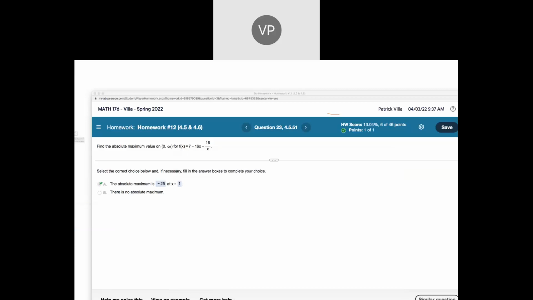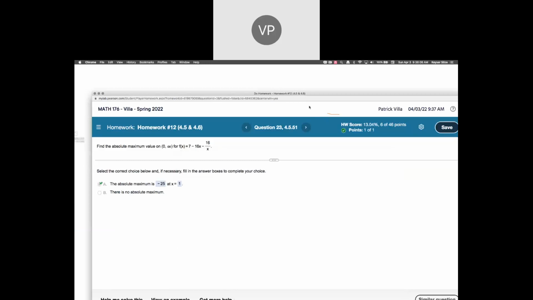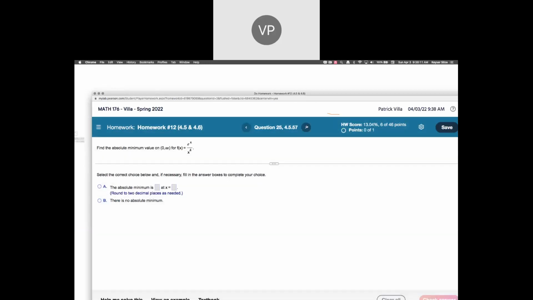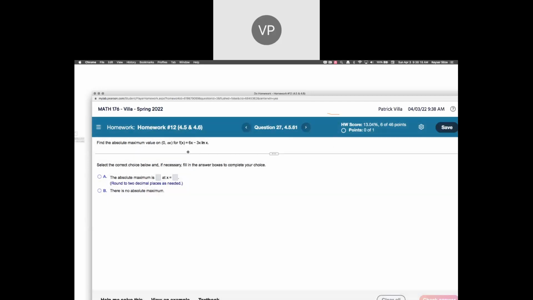Okay, so I think, let me see, we might have one or two more of these. Let's look at number 27 just to make sure that's still in section 4.5. Yeah, okay. So now we get this function, f of x equals 6x minus 3x natural log of x. Well, they want us to find it only from 0 to infinity, and that happens to be the domain anyway, because remember, you can't get anything 0 or negative inside a natural log. So let's do our same process.